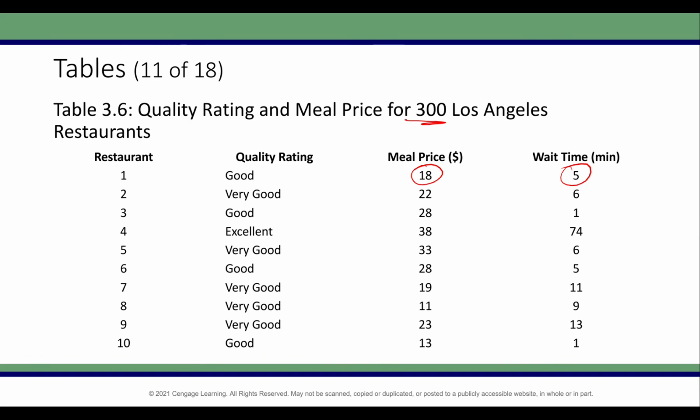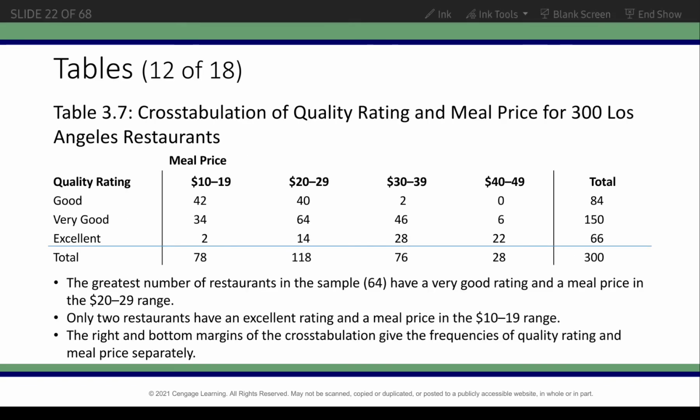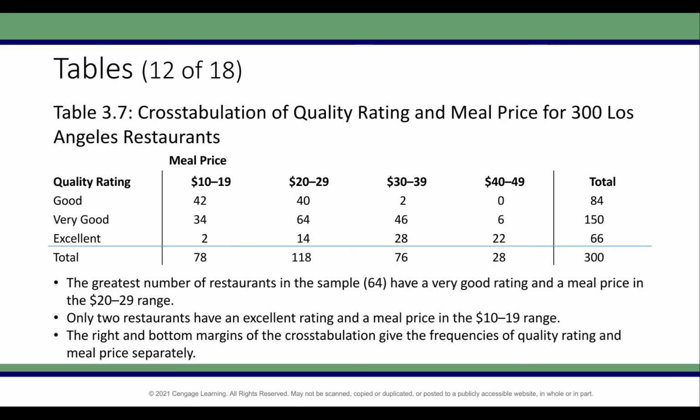The idea is that we are going to use this data to create a cross tabulation, because right now there are 300 rows. We have to, in a way, summarize and aggregate the data to see what's going on. When you do the cross tabulation, it looks like this. We are taking two variables, the quality rating and the meal price. Within each combination of quality rating and meal price, we want to count how many restaurants there are.